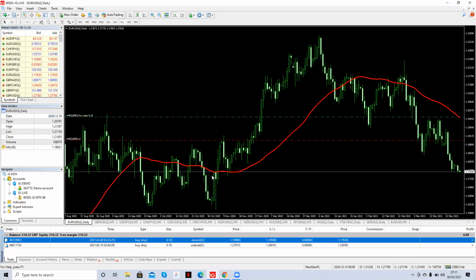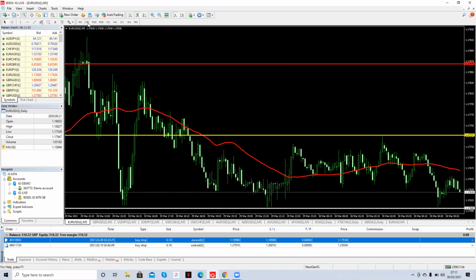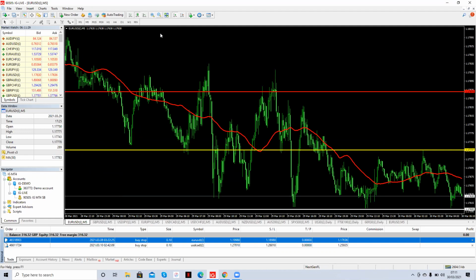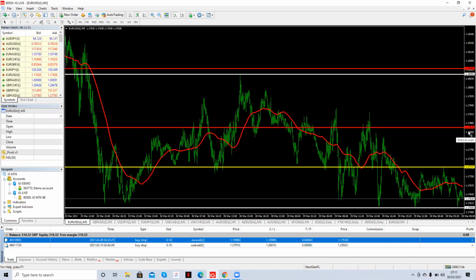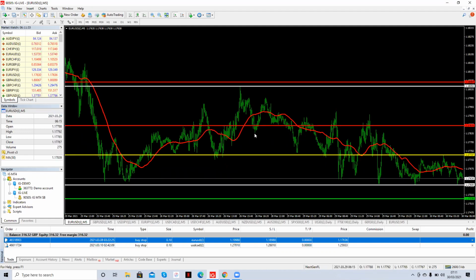So that's it for the swing trading. For day trading, I go down to the 5-minute time frame. The 5-minute time frame is what I use for day trading using the pivot point strategy. Yesterday, the market was trending sideways. It was just all over the place, going nowhere.